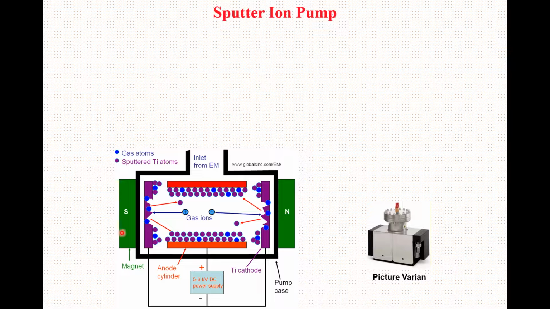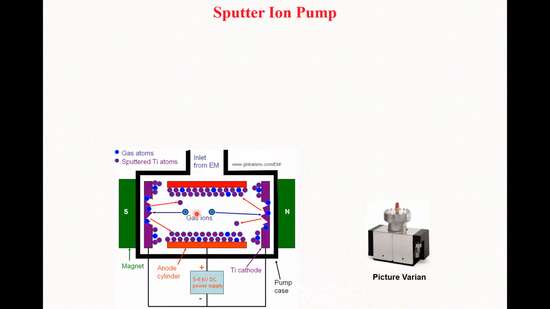These are the magnets, the south pole magnet and the north pole magnet. We have the pumping case. Here we have a battery where we have to apply a 5 to 6 kilovolt DC power supply. We have an anode cylinder, one part here and one part here, below and at the top. And then on the left and the right we have a titanium cathode, and we introduce the gas atoms here.